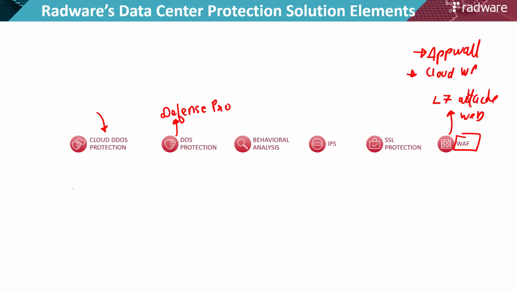AppWall or CloudWAF. AppWall is the physical device. CloudWAF is the one which is hosted in the cloud. So it would work something like this. Let's consider both the options. I'll just show you how it works. So we have a client. Let's suppose we consider CloudWAF first.